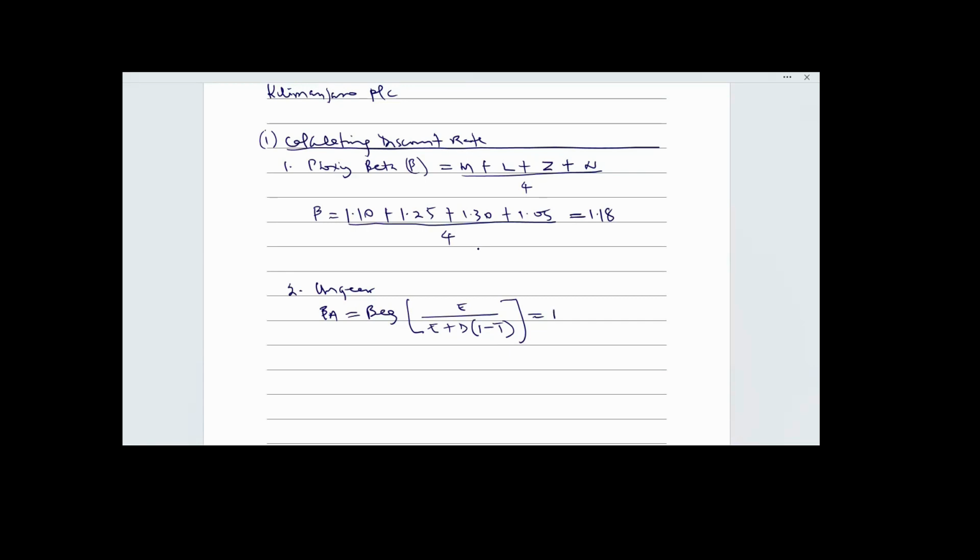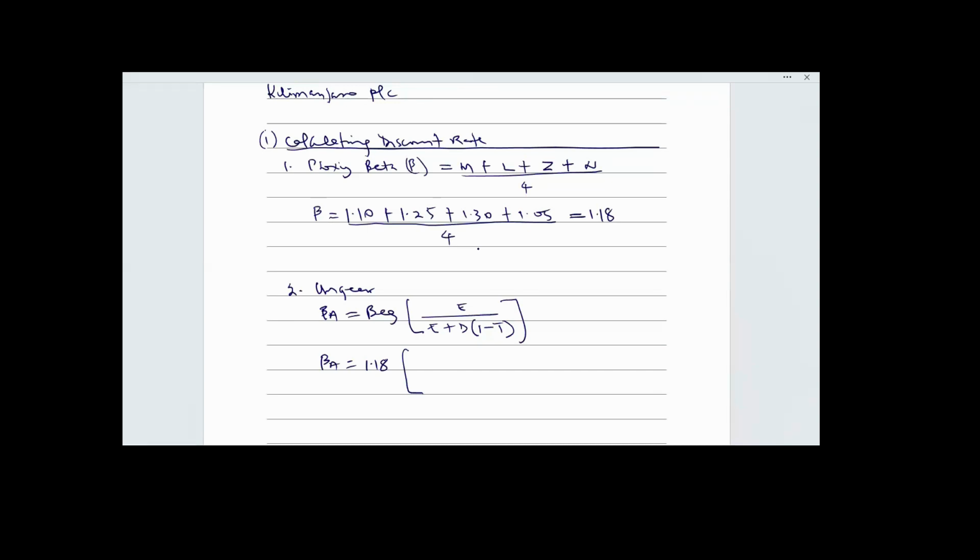Here is 1.18 multiplied by equity value. I need equity value. Maybe I should go to the next line. Beta asset equals 1.18 multiplied by, I need the equity value of the proxy company.